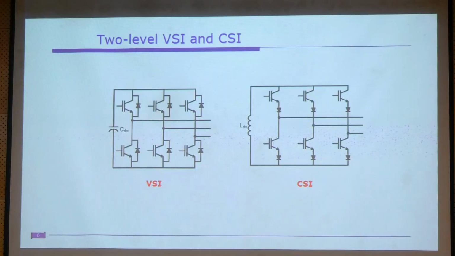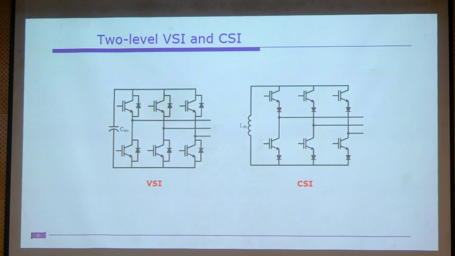Another point, the good point in the current source inverter, is short circuit protection. Because the current is constant, even if one phase leg is short circuited, with the upper and lower devices shorted, the current will be equal to the source current, right? Whereas in the voltage source inverter, if you short circuit, we are directly short circuiting the DC source. The current will be huge and will damage the switching devices, right?